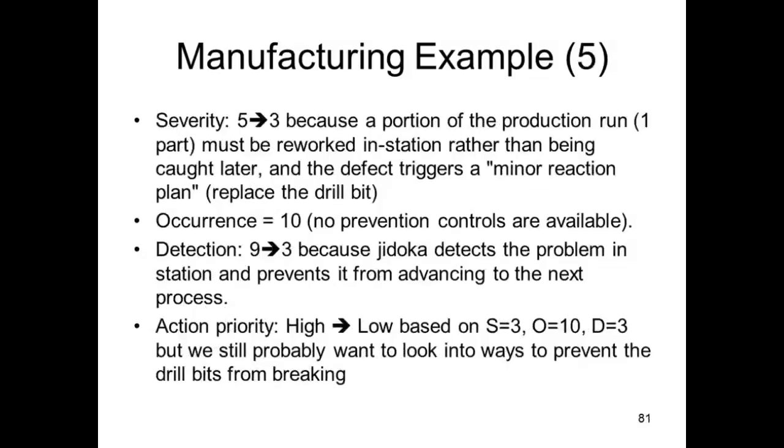This actually reduces the severity because instead of a lot of parts having this defect, we have only one non-conforming part that must be reworked in station rather than being caught later. So according to the FMEA manual's severity table, that's going to drop the severity from 5 to 3. That's already good. We still don't have prevention controls. The detection rating drops from 9 to 3 because the automation detects the problem in station and prevents it from advancing to the next process.